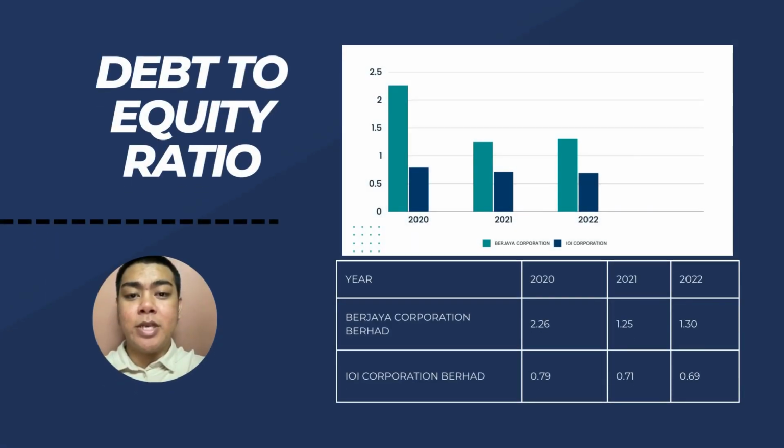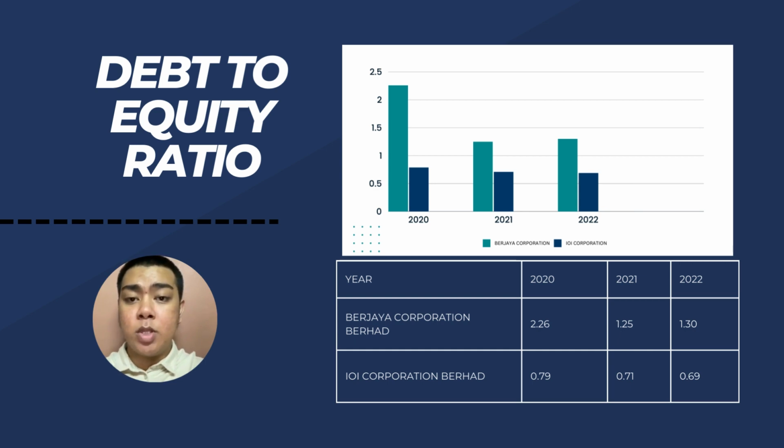Now we move to debt to equity ratio. The debt to equity ratio is a financial metric that measures the proportion of a company's financing that comes from debt relative to equity. Berjaya Corporation Berhad shows a decreasing pattern over 3 years, when the ratios are 2.26 times in 2020, 1.25 times in 2021 and 1.30 times in 2022.